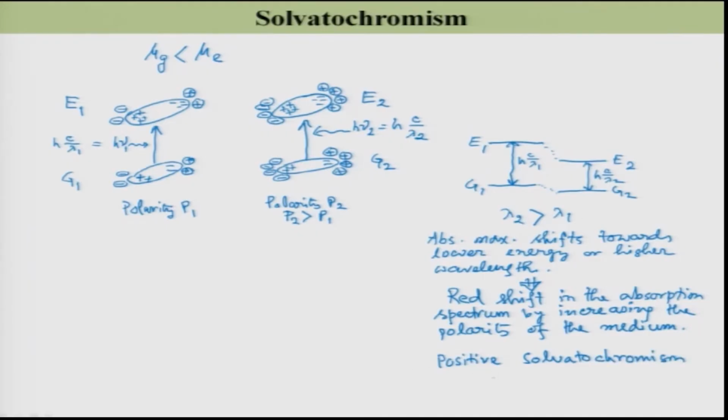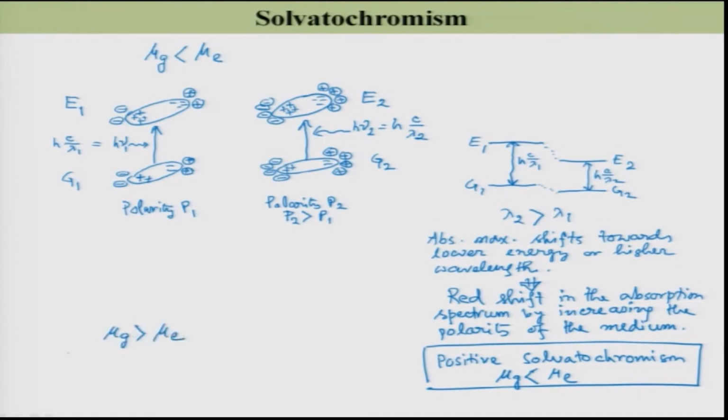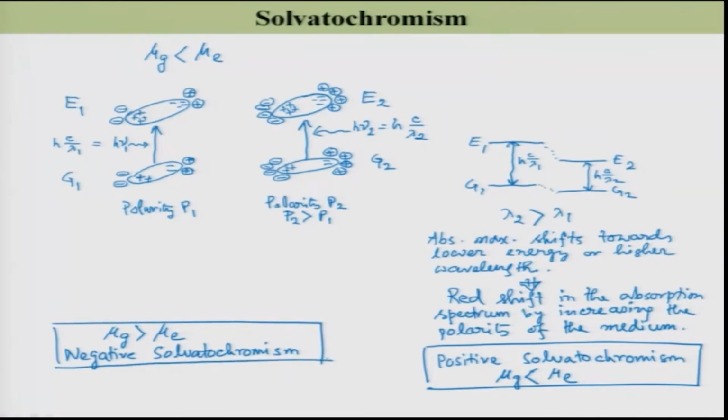And for the positive solvatochromism, what I saw is that mu g is less than mu e. And as you remember, for the negative solvatochromism, what we saw is mu g is greater than mu e. Okay. So, this is about the effect of solvent on the absorption spectra, and based on this, right.